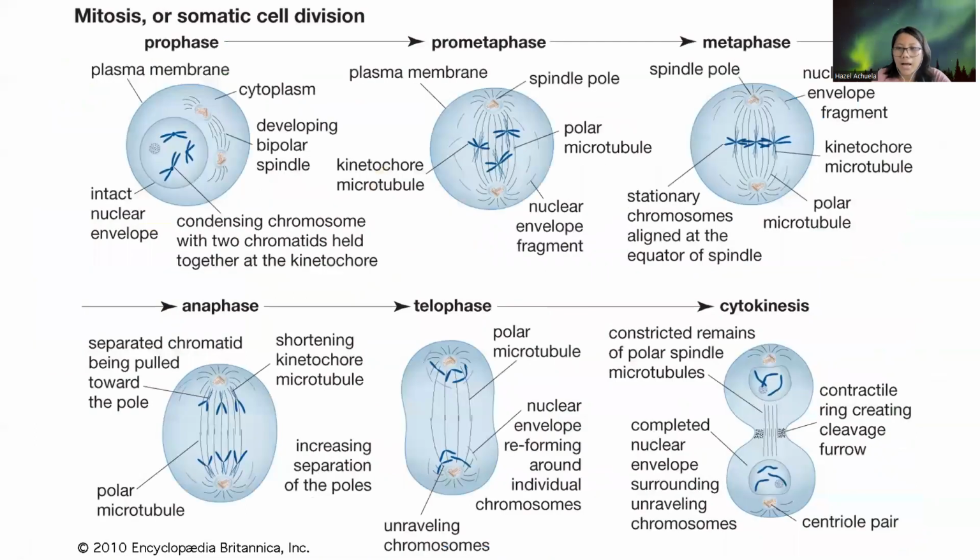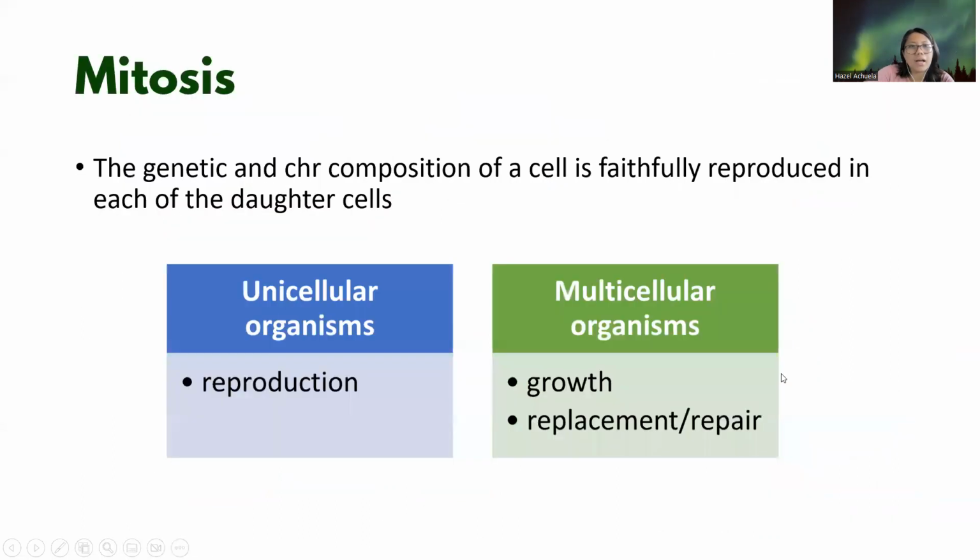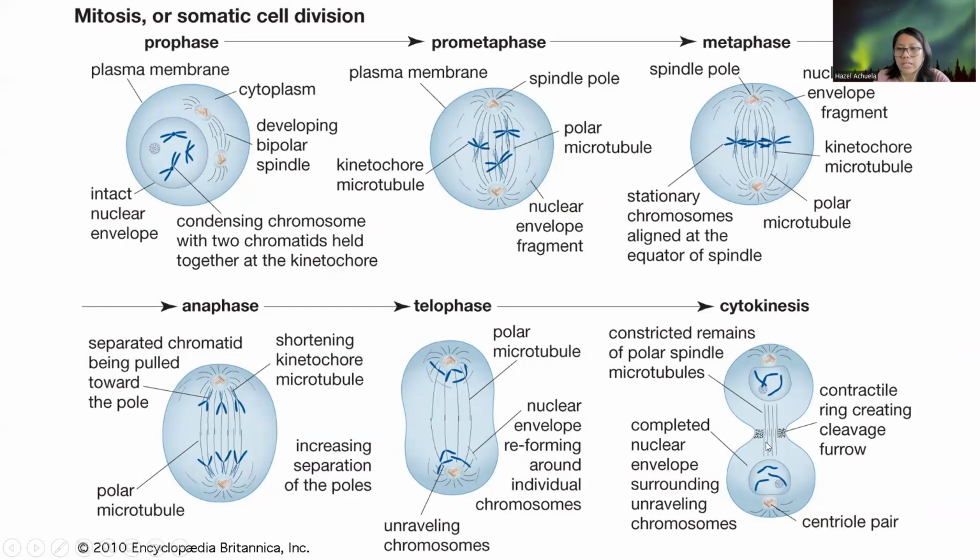By the way, I forgot to emphasize, we have 3 chromosomes at the start of mitosis, 1, 2, and 3. And then, at the end of mitosis, still, meron pa rin tayong 3 chromosomes, each cell. Kaya sinabi kanina na the genetic and chromosome composition of a cell is faithfully reproduced in each of the daughter cells. So we have 3 chromosomes in each cell. Same as that with the number of chromosomes in the parent cell.